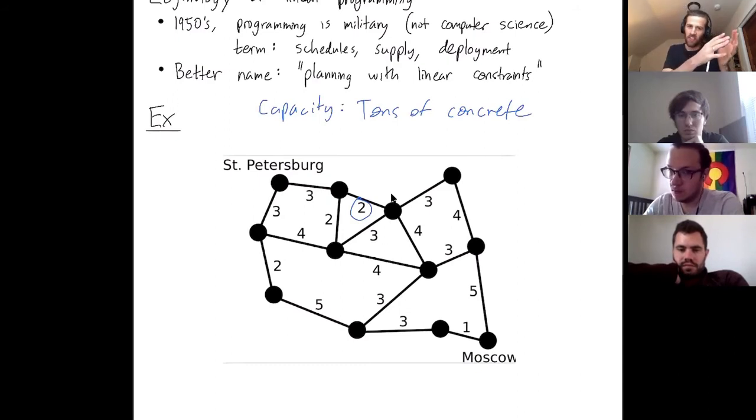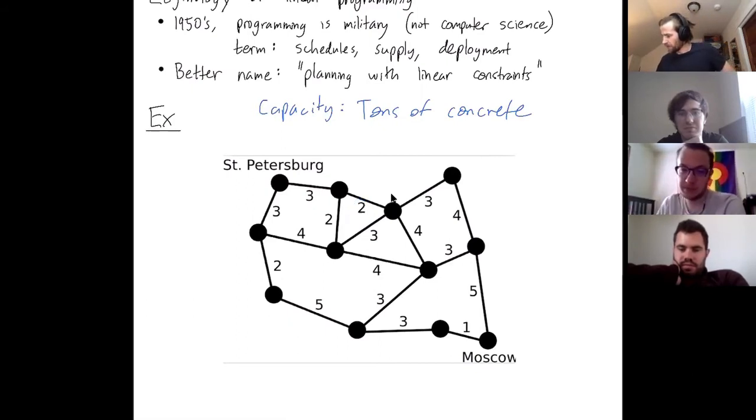So we want to get as much concrete from St. Petersburg to Moscow as we can. Any guesses how many tons of concrete do you think we can get, or upper bounds or lower bounds? No more than 6. I think that was Lander who said that. That's right. Yeah, Lander, you're totally right.